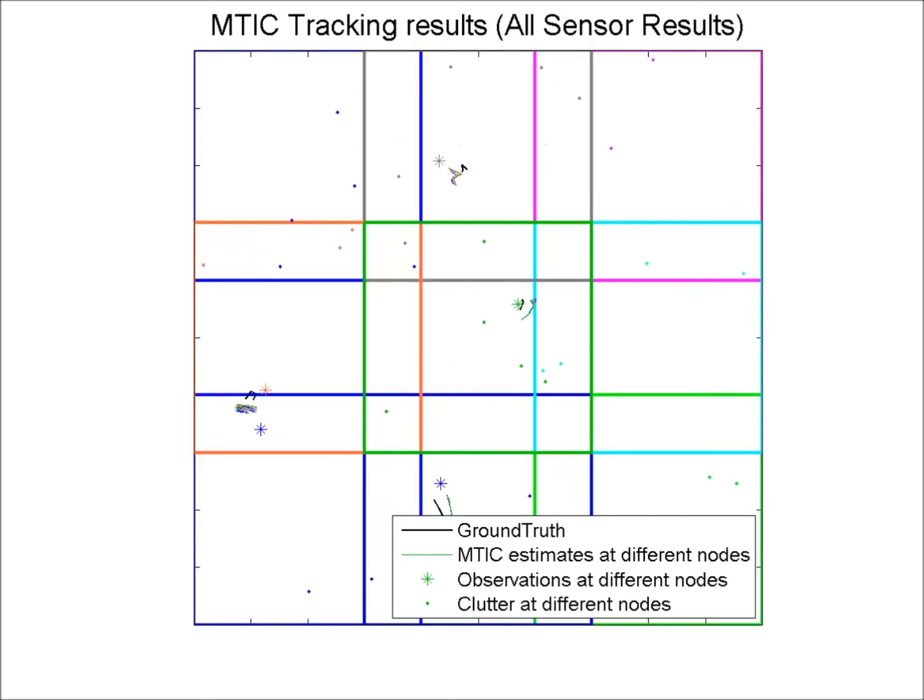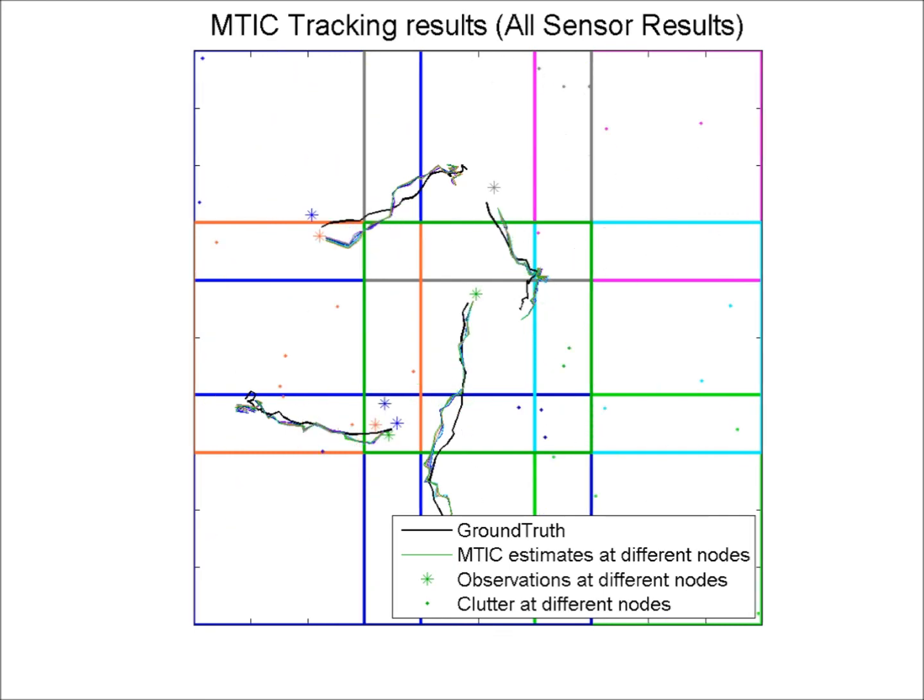In this video, the track estimates from all sensors are shown using different colors. The ground truth is shown in black. The track estimate, measurement, clutter and field of view have the same color for a particular sensor. It can be clearly seen that each camera is estimating a trajectory and all trajectories remain accurate even as the trajectory crosses field of view boundaries.